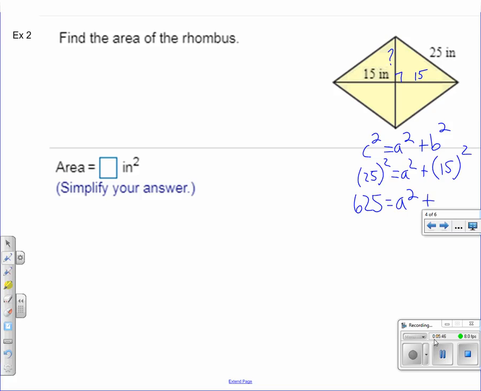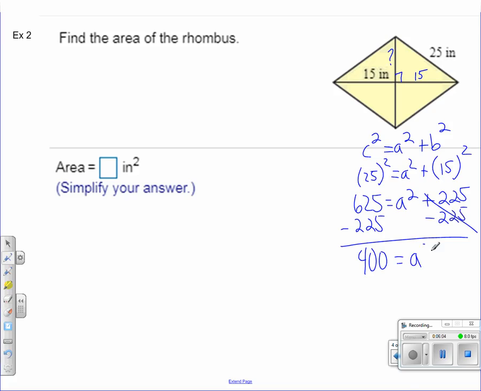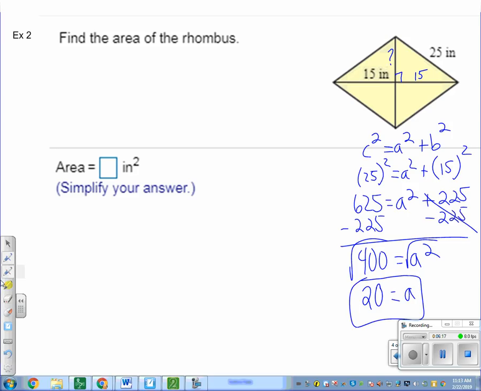15 squared, 15 times 15 is what? 225. We're going to subtract 225 off. That's looking good, and we get a nice number. We get 400, which is a perfect square. If I take the square root of both sides, the square root of 400 is 20. So I now know what that question mark is. That question mark is 20.